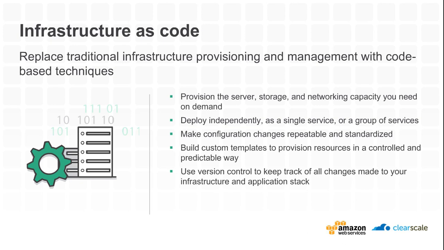So really, as soon as it becomes code and a virtual appliance that you can provision through a web interface, then you are really talking about provisioning of the server, storage, network, any aspect of your stack. You are really deploying independently. You have your own segregated area as a single service or group of services, right? You are also making those configuration changes repeatable and standardized. So this is the first step towards automation.